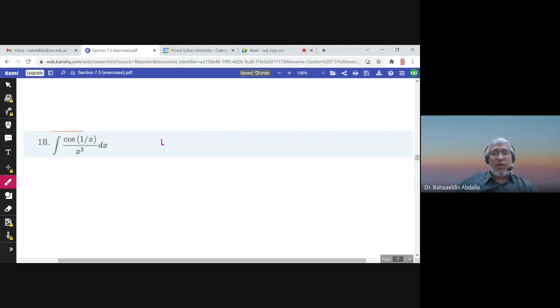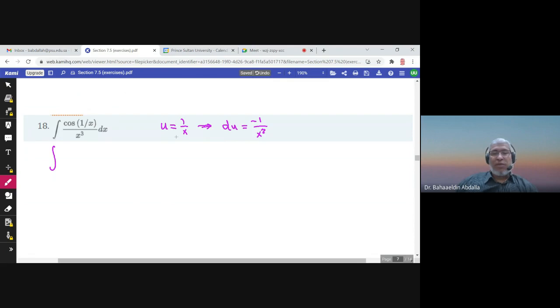Here, the derivative of 1 over x, if we take u equals 1 over x, then du would be negative 1 over x squared. And now this integral can be written as also, of course, dx. So cosine 1 over x, we call it u. And now x cubed, I need a negative sign here. So there will be a negative sign outside, negative 1 over x squared dx. I'll take it as u. And now I have x here. X cubed can be written as x squared times x. So there is one x remaining. And I can solve this for x. X is in fact 1 over u.